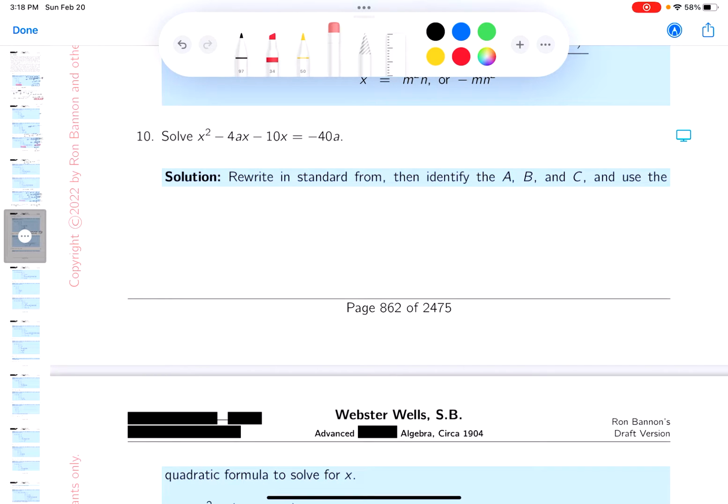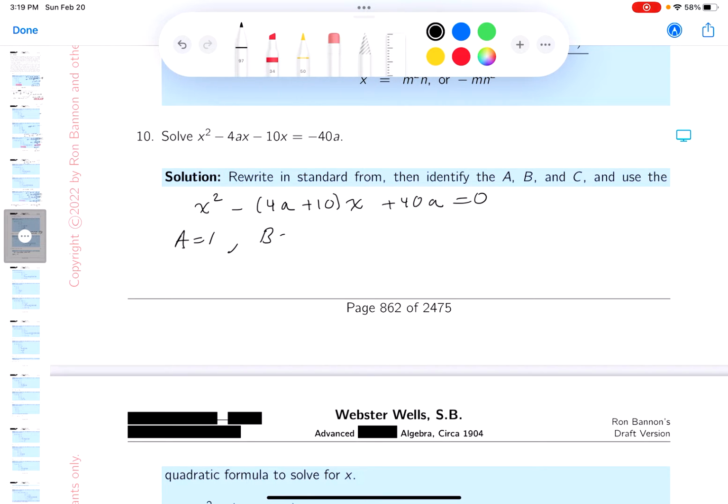Okay, let's start at the beginning and I'm rewriting it. So I'm going to say x squared, and then I'm going to write down minus 4a plus 10x. That would give me the minus 4ax, and it would give me the minus 10x. And then I'm going to say plus 40a equals 0. So the uppercase A is 1.